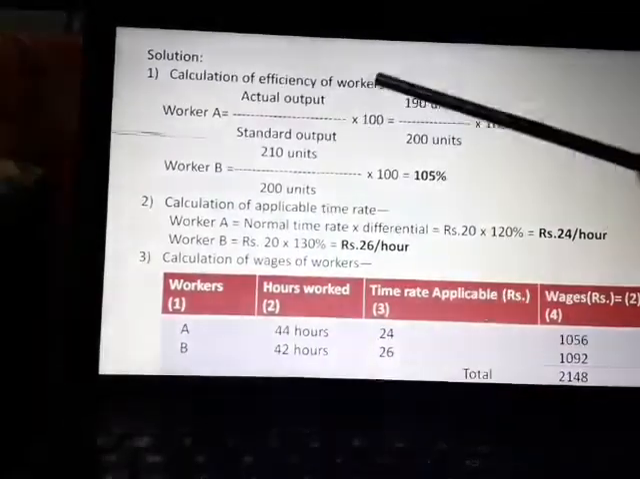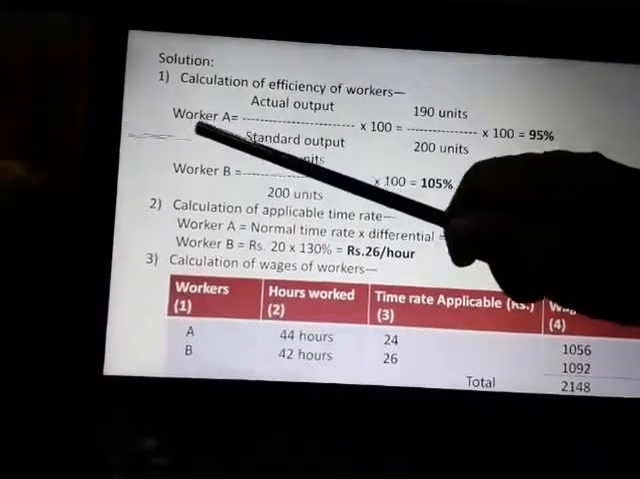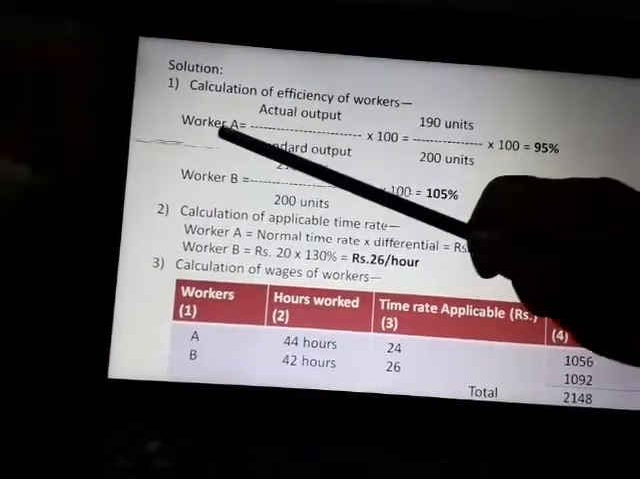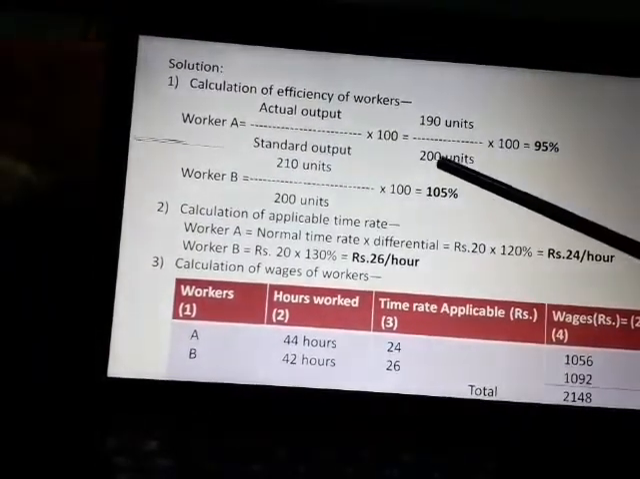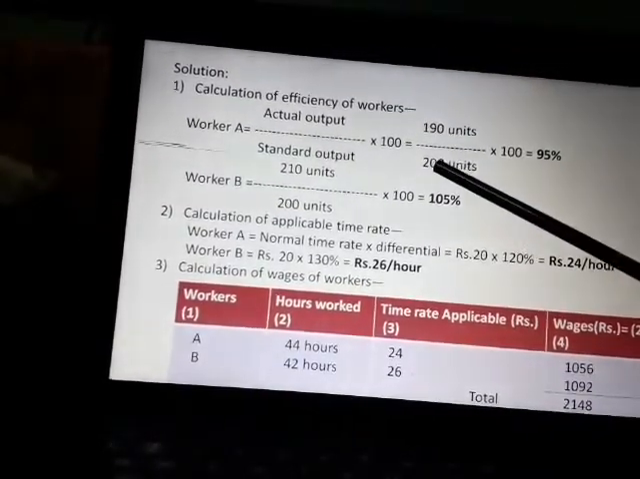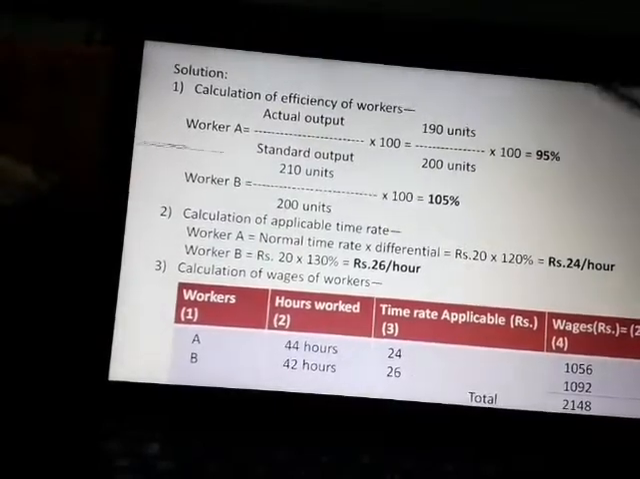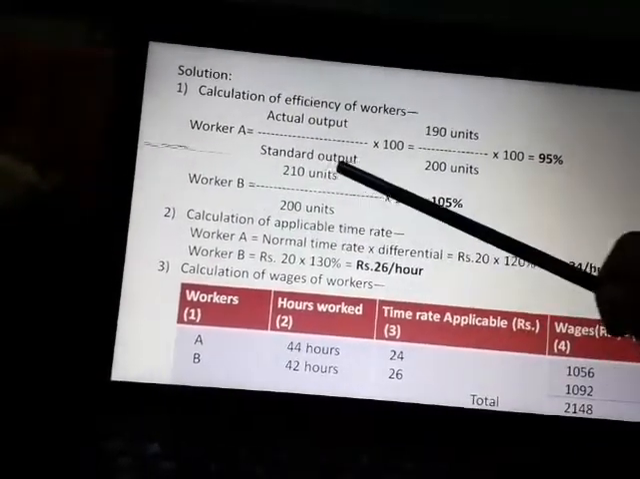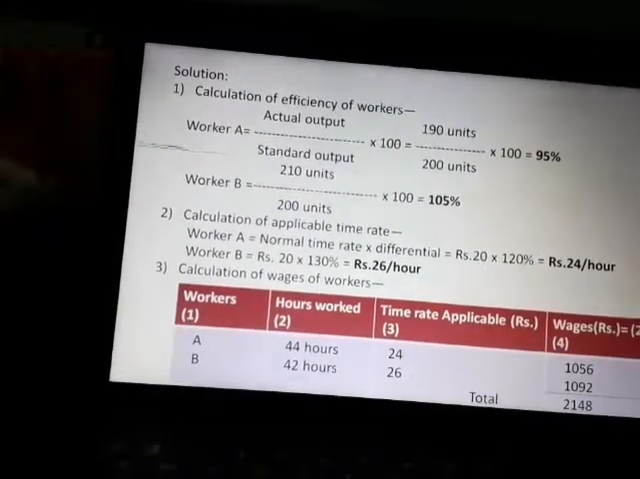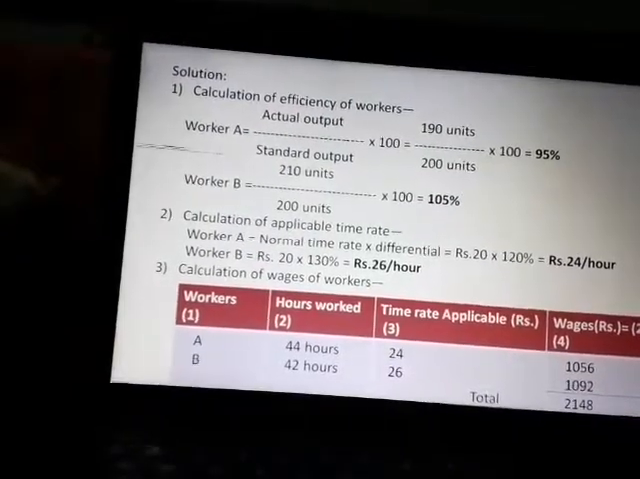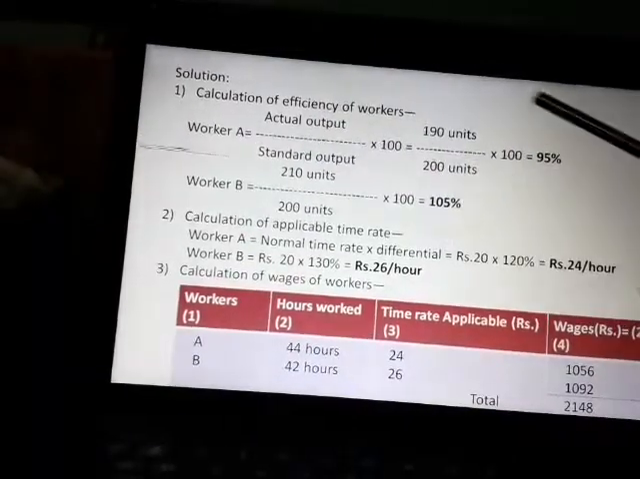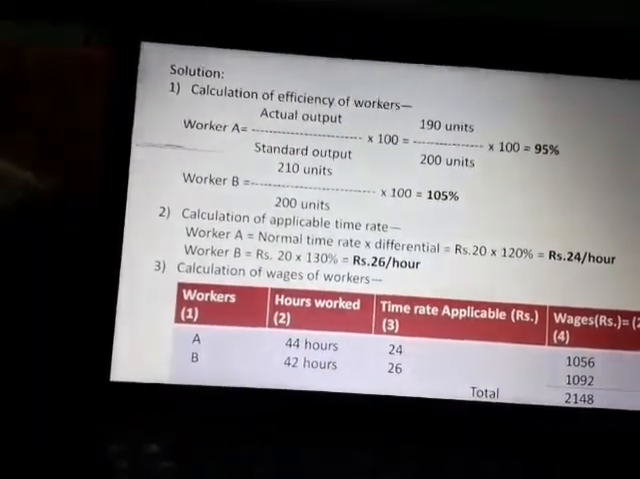Calculation of efficiency of worker, point number 1. Worker A: actual output by standard output into 100. A produced 190 units out of standard 200 units, so 190 by 200 into 100 is 95%. Now B produced 210 units where the standard was 200 units, into 100, 105%. So B's efficiency is more than 100%, while A's efficiency is between 90% and 100%.